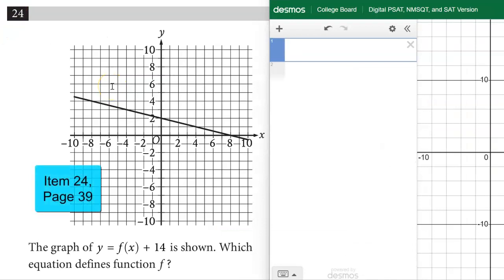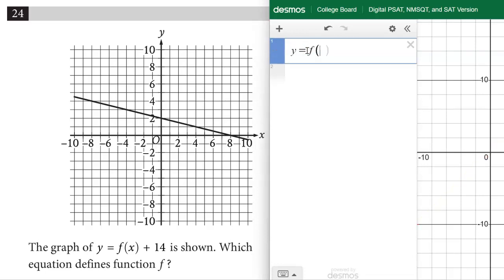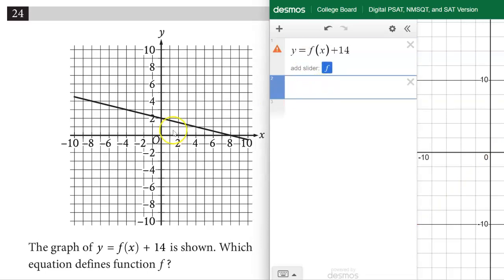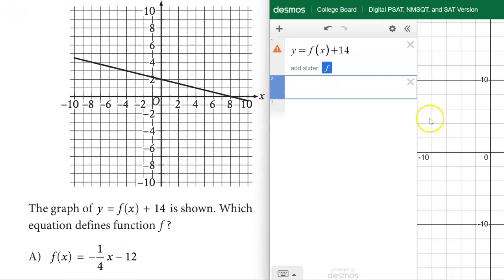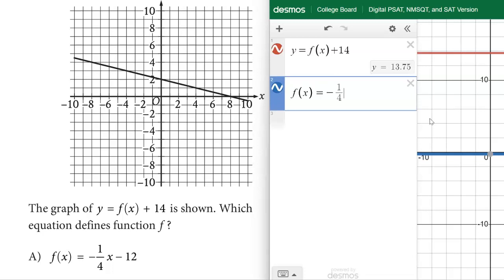The last item we're looking at is item number 24. We're given the graph of y equals f of x plus 14, and then we're asked what is the function f of x. So we'll start by just typing y equals f of x plus 14. And of course it doesn't know what that means yet, so that's okay. Just go ahead and type in the first answer choice. And when you do, it's going to put this function in that equation in place of the f of x.